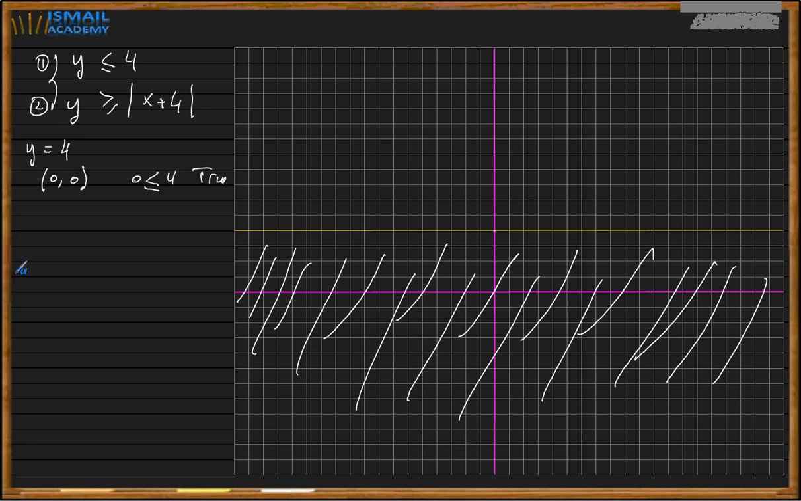Alright, now I want to do the second constraint. This is the first one. The second one, y equals absolute value of x plus 4. To draw absolute value, please see my lesson about how to draw absolute value. So first thing, I need to find out what is my vertex. So my vertex here is minus 4, 0.